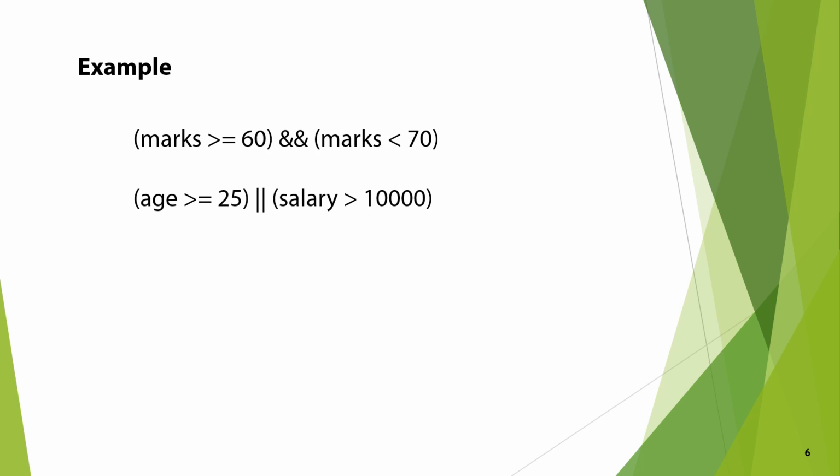But in second example, OR operator is used. Age is greater or equal to 25 or salary greater than 10,000. As OR operator is used, if any one of them is true, then the total expression will result true value or true answer. If both of the expressions are resulting false, then only OR operator will result false. So by using truth table, we can find out the result of these operations.